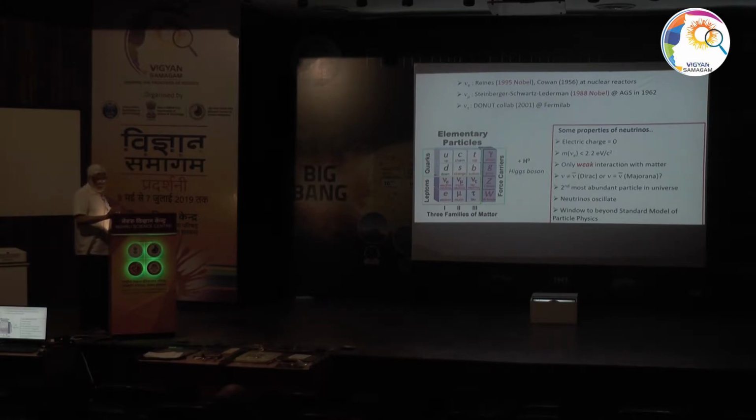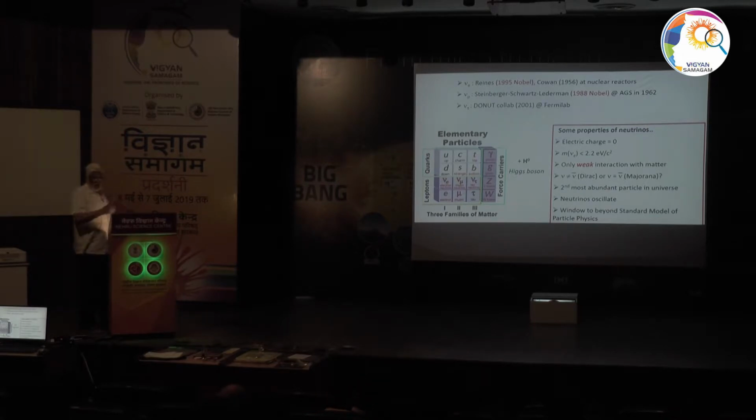It's the second most abundant particle in the universe. Can anybody say what is the most abundant one in the universe? Most abundant particle in the universe? Pardon? Photon, yes, you're right. So the photon is about 400 odd particles per cubic centimeter all over the universe, okay? If you take an average for neutrinos, that's about 330 per cubic centimeter.